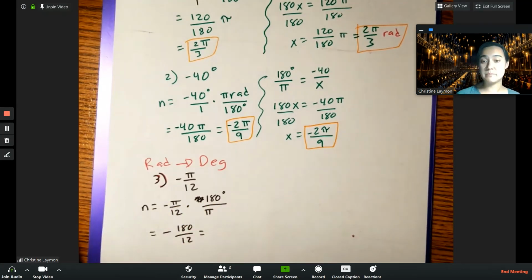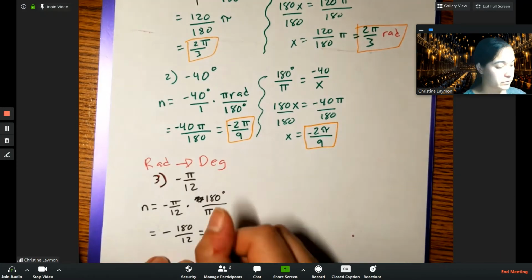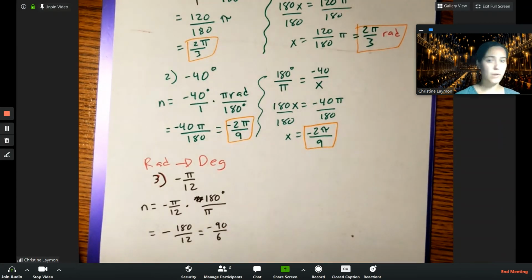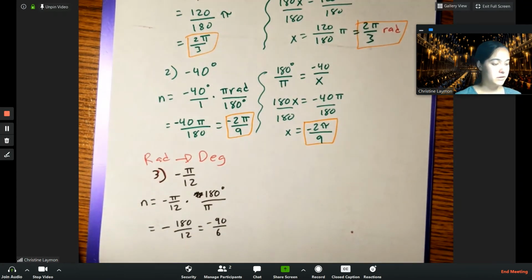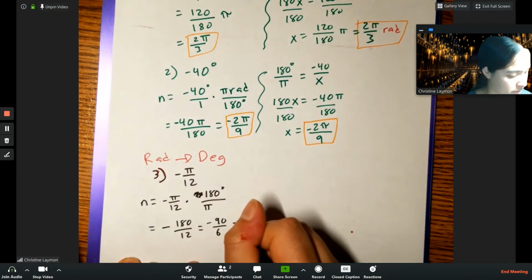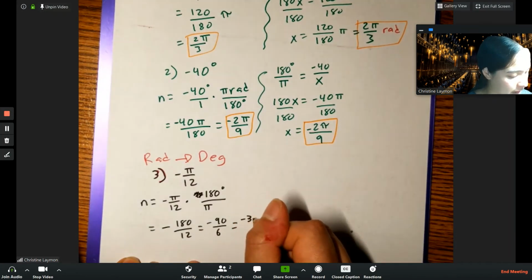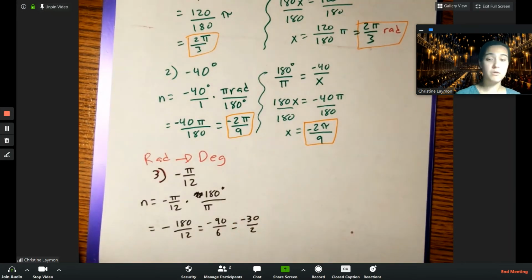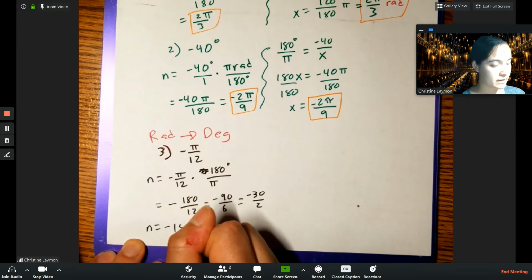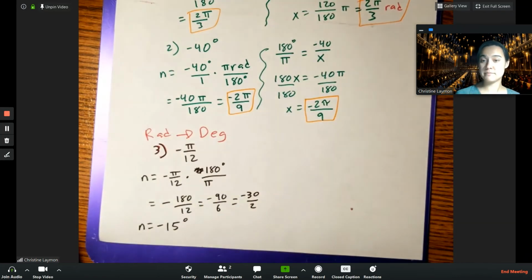And that can simplify. I can divide top and bottom by 2, for example. I'll get negative 90 over 6. And I say, oh, I can keep going. I can divide top and bottom by 3. So just keep going this way here. I now have negative 30 over 2. And I go, oh, wait, in the end then, I just had negative 15 degrees. So n equals negative 15 degrees.